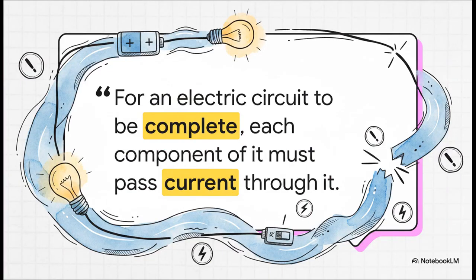And you know, maybe the most fundamental rule of all is right here. For any of this to work, the circuit has to be a complete closed loop. If there's a break anywhere, anywhere, an open switch, a cut wire, that river of electrons has nowhere to go, and everything just stops. Instantly.